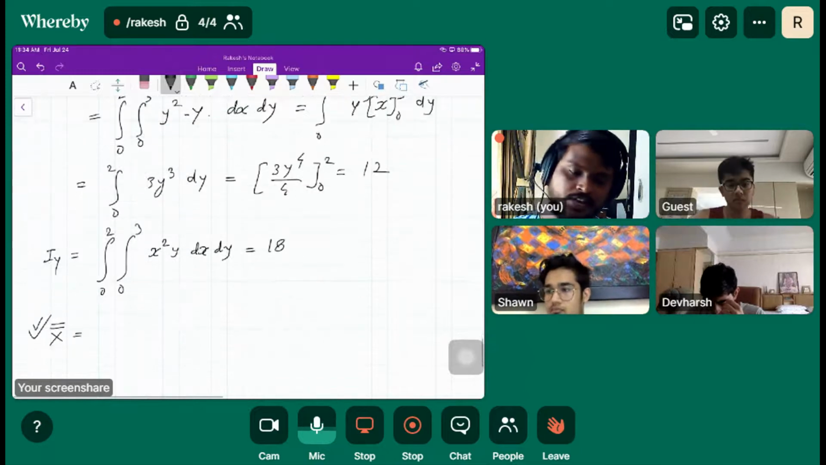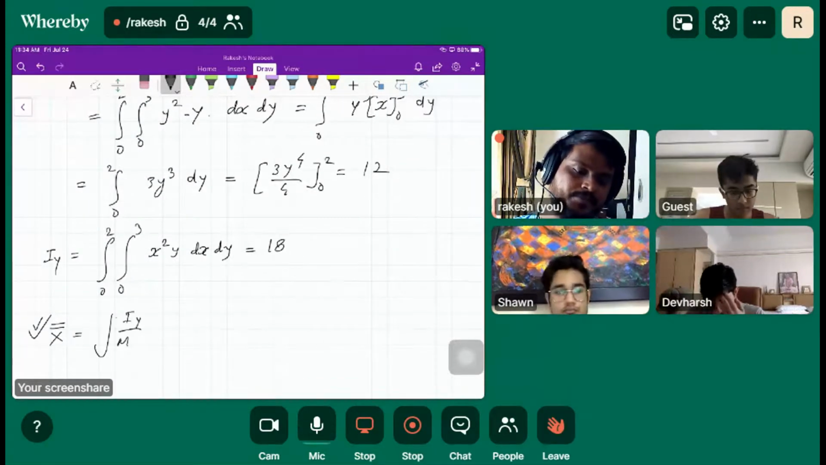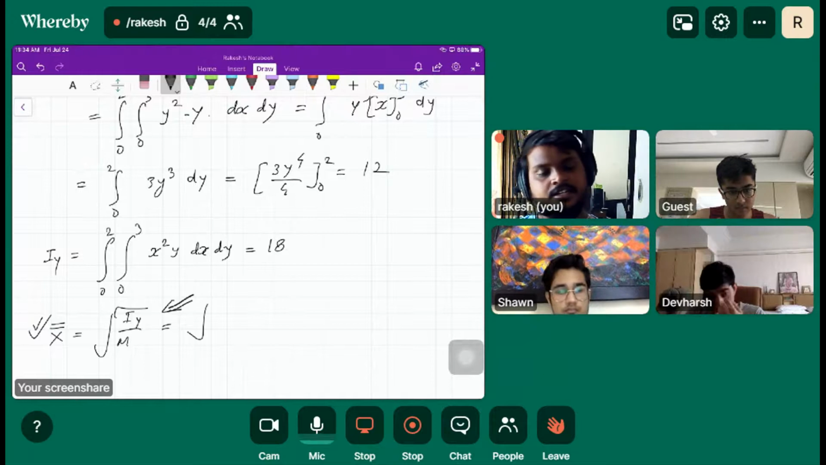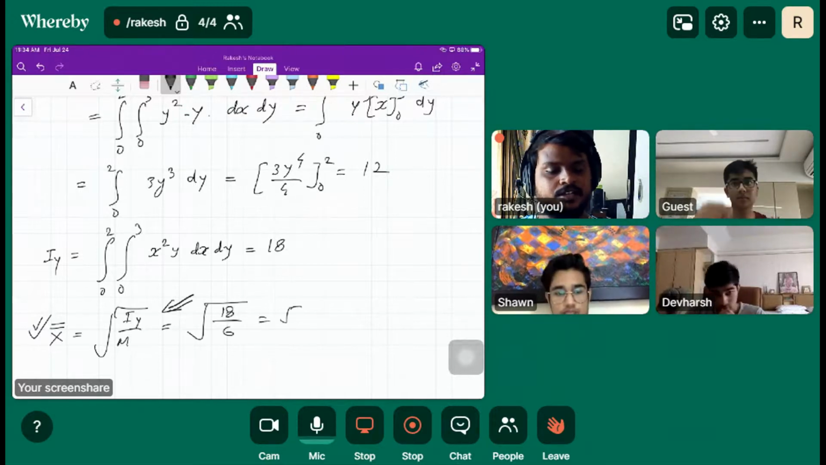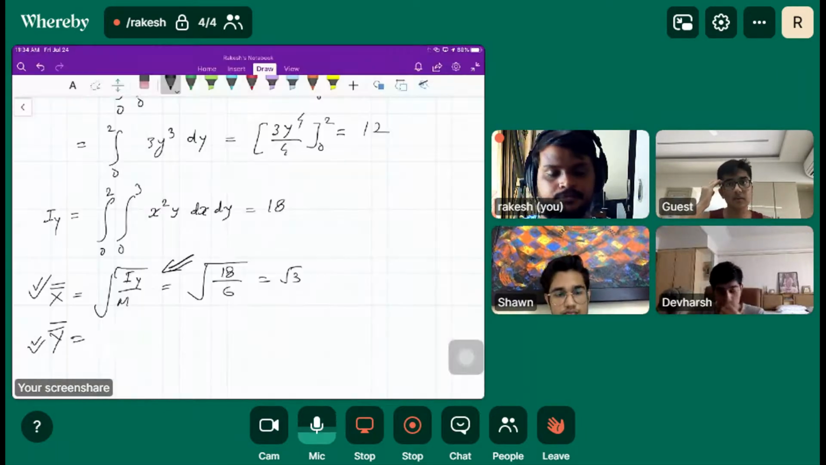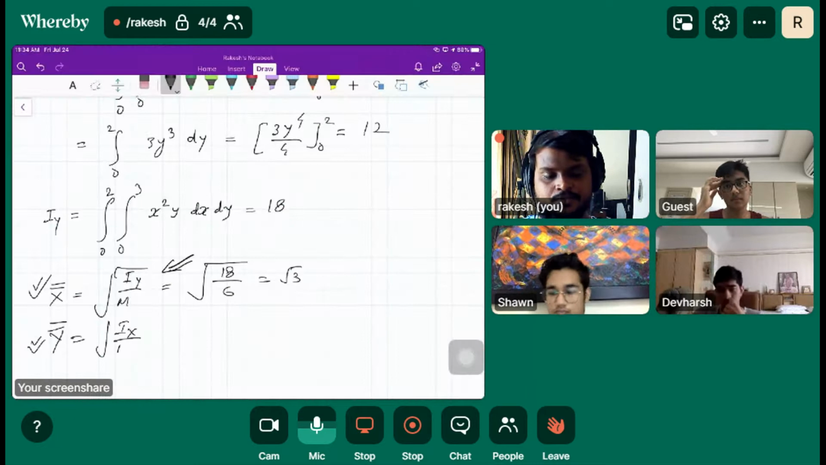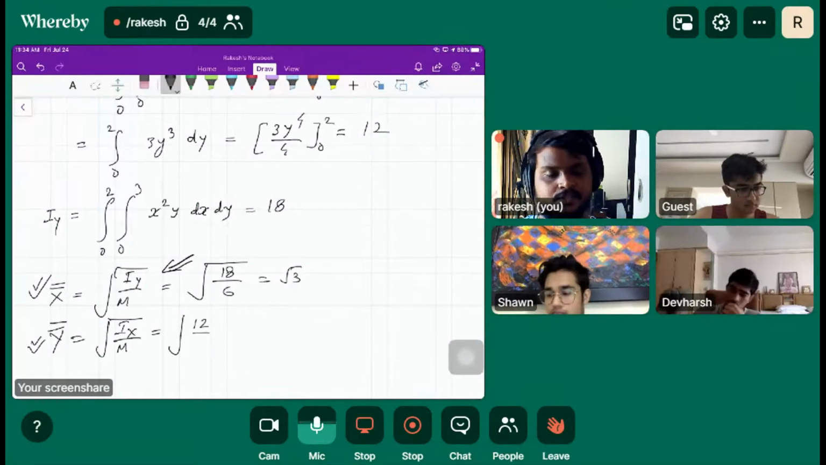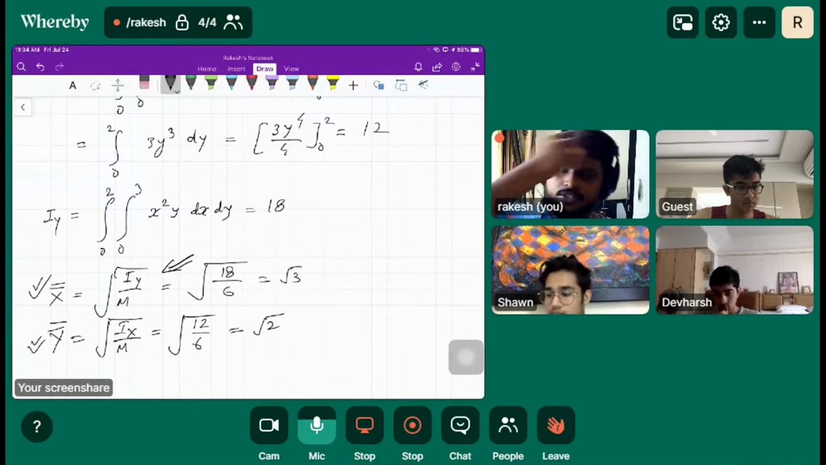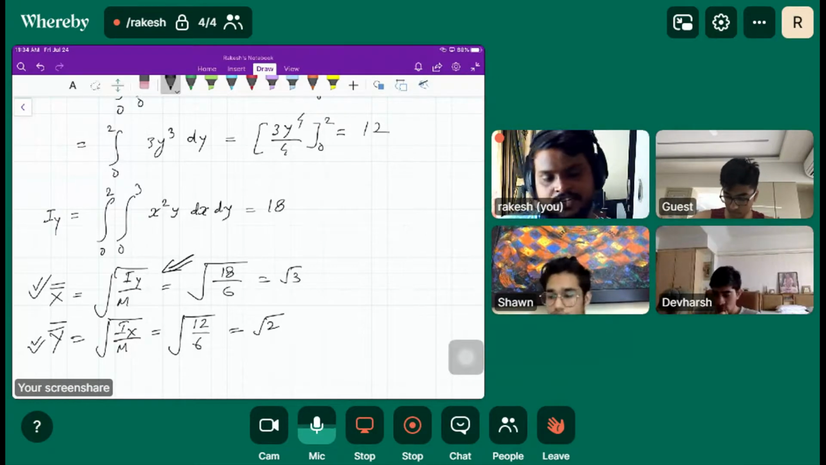So root of Iy upon m. This is the formula actually. So what is Iy? 18 upon 6, that's root 3, x double dash. And y double dash, this is the radius of gyration about the y-axis. So Ix upon m, and Ix is 12 upon 6, so root 2. Okay, so this is all about the radii of gyration.